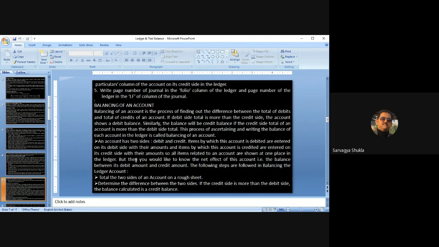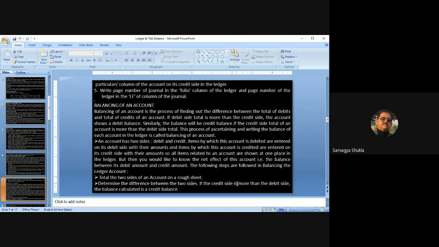But when you would like to know the net effect on this account, that is the balance between its debit amount and credit amount, the following steps are followed in balancing the ledger account. The first one is to total the two sides of an account on a rough sheet. You have to total each side of the account and take the total on the rough sheet. Then determine the difference between the two sides.